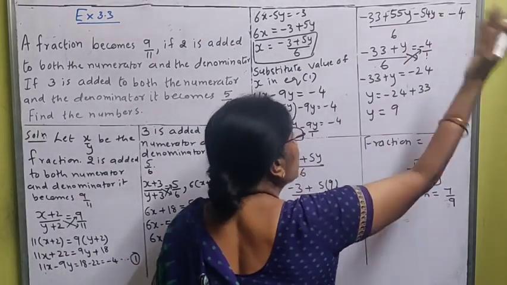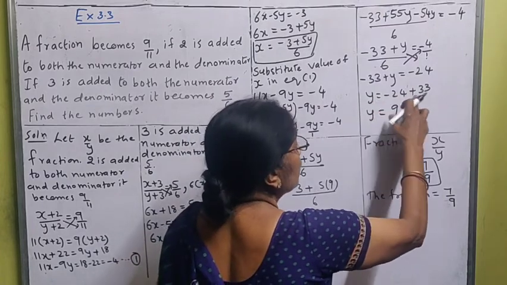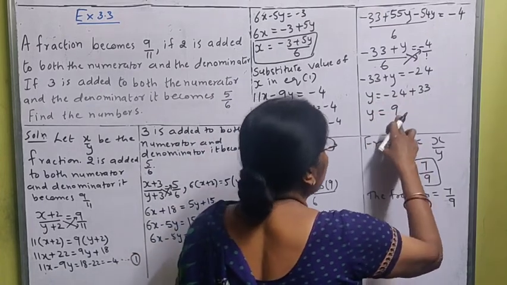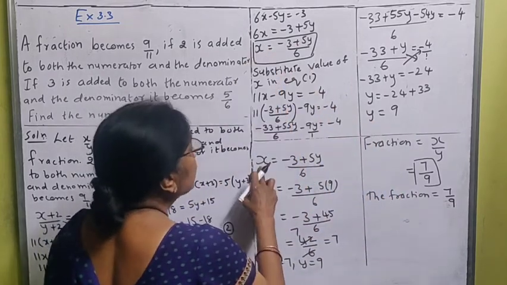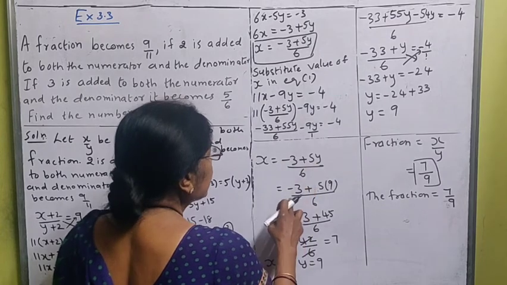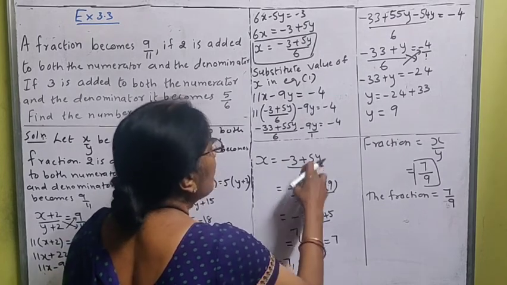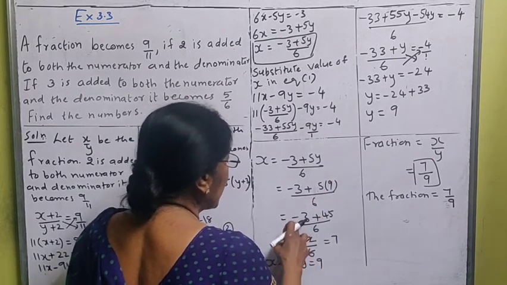Now minus 33 you are going to take that side, it will become plus 33. Y is equal to minus 24 plus 33. So y is equal to 9. This value I am going to substitute in this equation. So x is equal to minus 3 plus 5y by 6. So it is equal to minus 3 plus 5 in the bracket 9. Whole divided by 6.